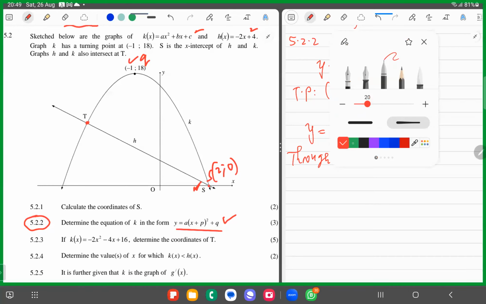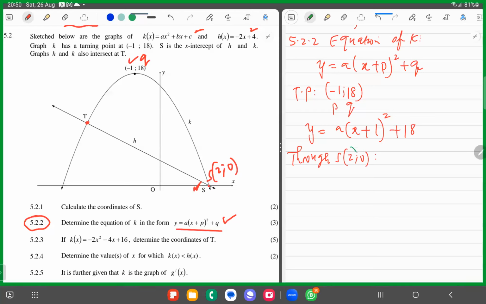So you have X and Y. So which means Y is 0. X is 2 plus 1, you square it, plus 18. What is 2 plus 1? 3, you square it, it's 9a plus 18. So what is this? Which means you have 9a equals minus 18. Divide through by 9 and you get -2.